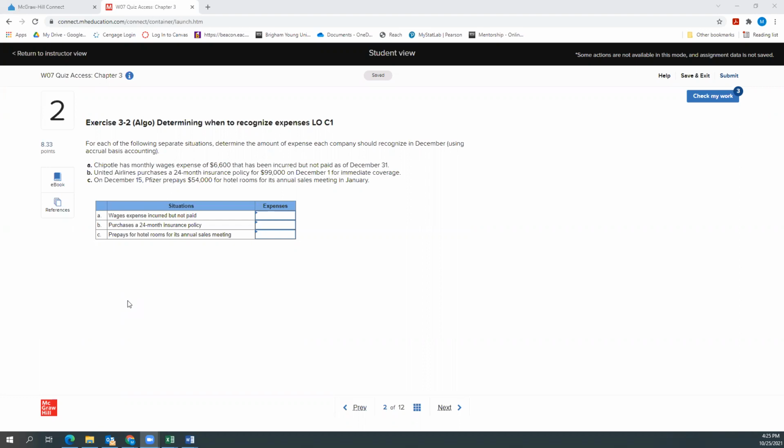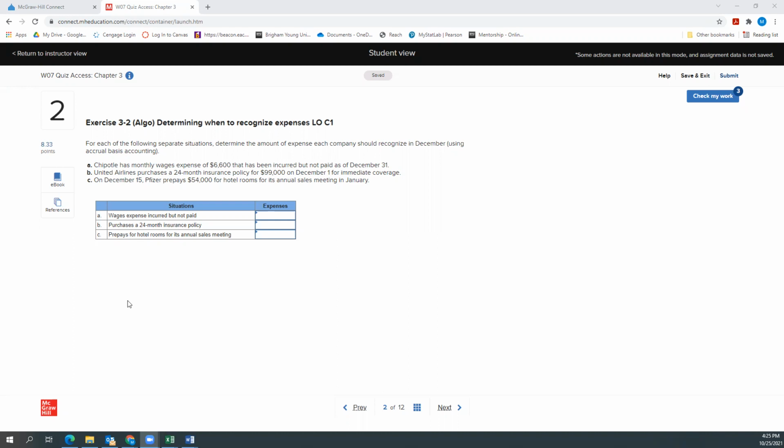So it says, for each of the following separate situations, determine the amount of expense each company should recognize in December using accrual basis accounting. So remember, with accrual basis accounting, instead of worrying about when cash changes hands, we're going to worry about when expenses were incurred or revenues were earned. And we will record them appropriately in those periods when they were.